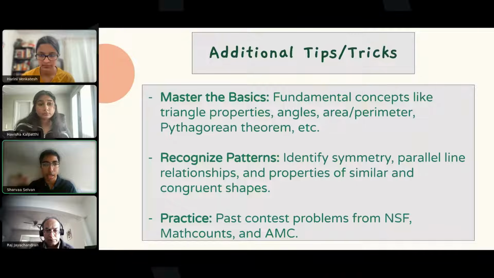So when it comes to these math problems and these math competitions, there are a couple of important things to look out for. First is mastering the basics. Make sure you're spending the time to revise consistently until it's second nature. All these fundamental concepts, for example, in geometry, you have triangle properties, angles, area, perimeter, and different theorems that might show up. To find lists of these topics, there are many resources online, for example the ones that we've already covered, or Art of Problem Solving, and all these different websites.